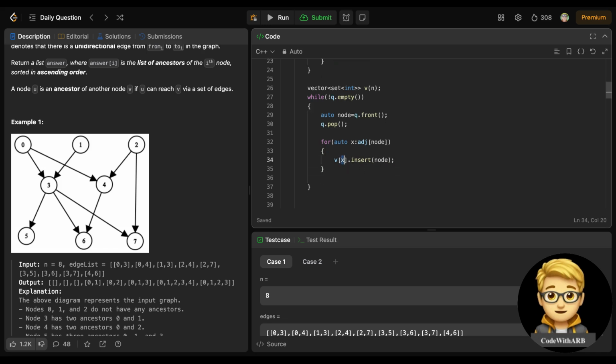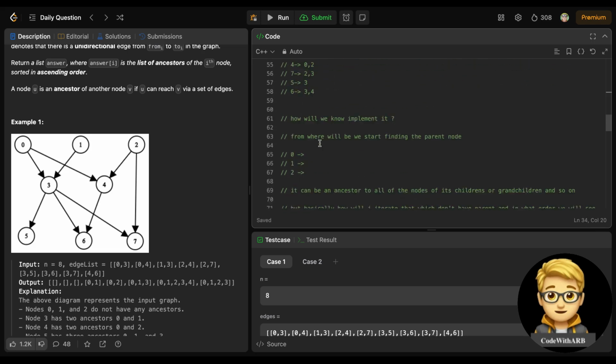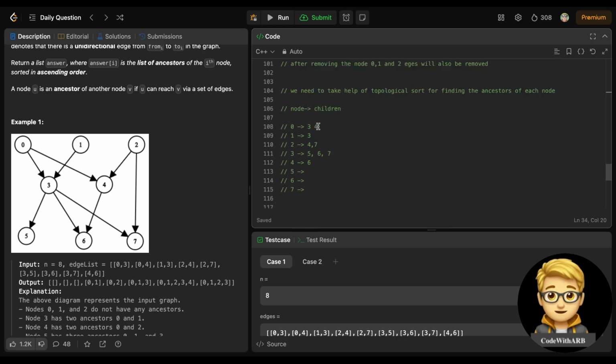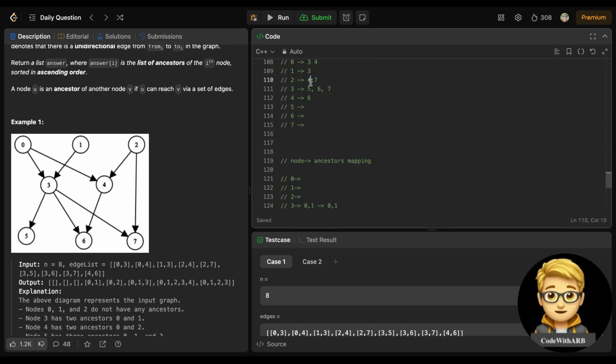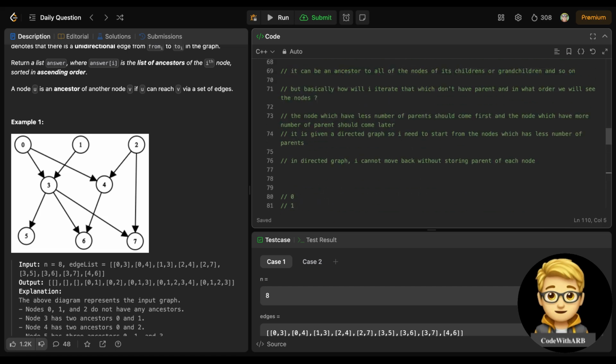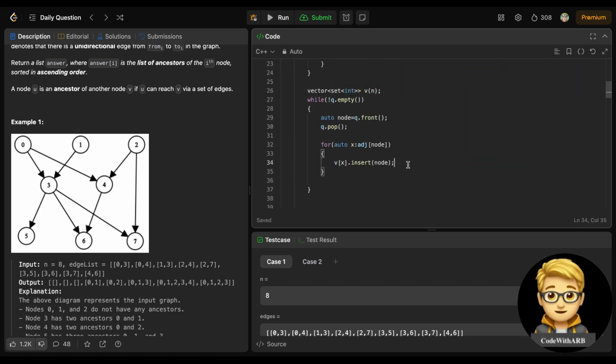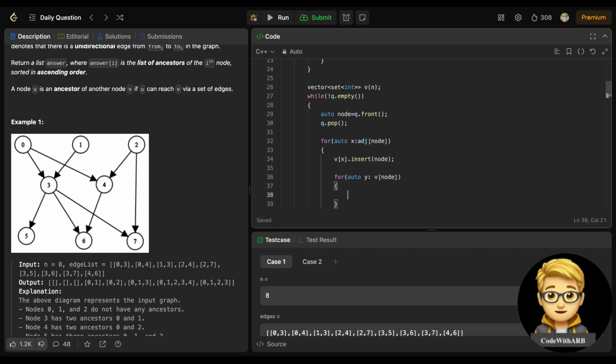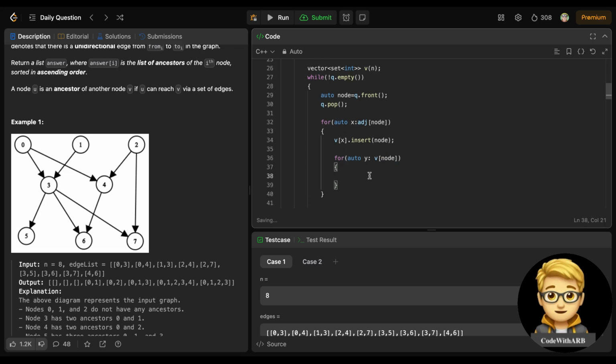Also, one thing I have told you: if I'm including, for this 4, 2 as the parent, I also need to check 2's parents. Whether 2 also has any parents or not. If 2 has any parents, I will insert them also in my vx.